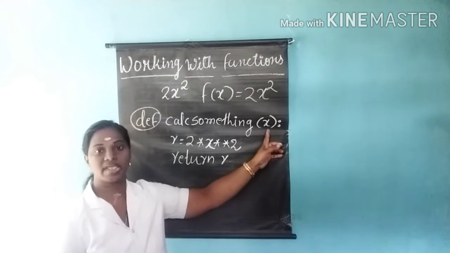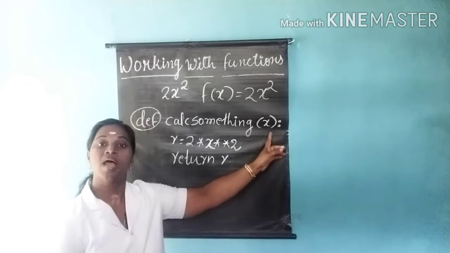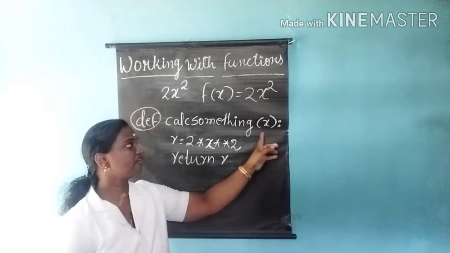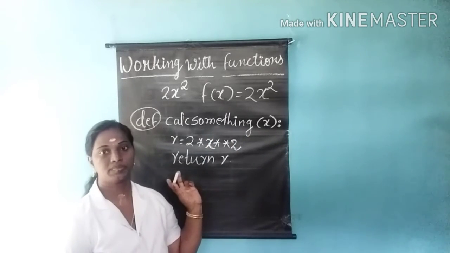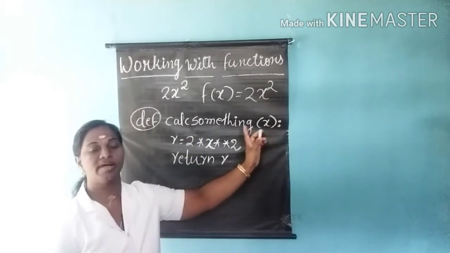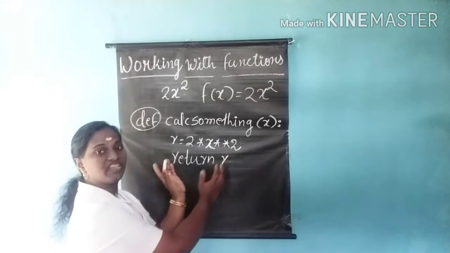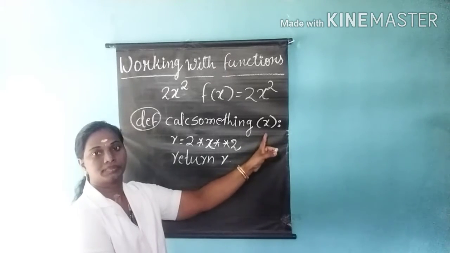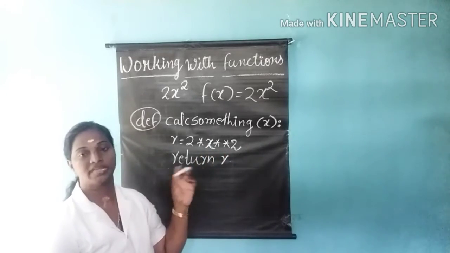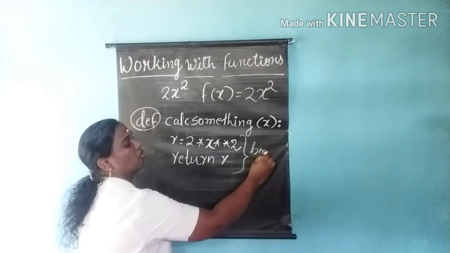See here, the x. This is called an argument or parameter. This is the value or the variable we are passing to this function. def means define a function calc something of x, where x is the variable that is passed to the function. That means this function works with this variable. Clear? That is, r is equal to 2 star x star star 2. This is the body of the function. Clear? This is the body of the function.